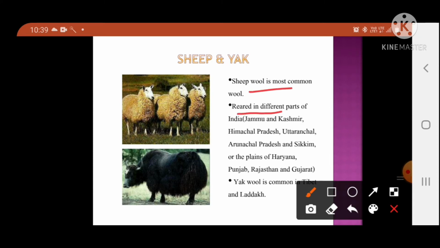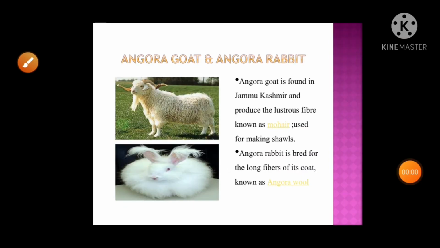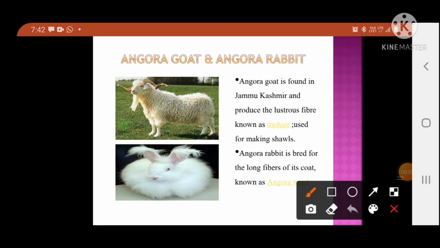Sheep are reared in different parts of India such as Jammu Kashmir, Himachal Pradesh, Uttaranchal, Arunachal Pradesh, Sikkim and the plains of Haryana, Punjab, Rajasthan and Gujarat. And yak wool is very common in Tibet and Ladakh. Other wool yielding animals are Angora goat and Angora rabbit.